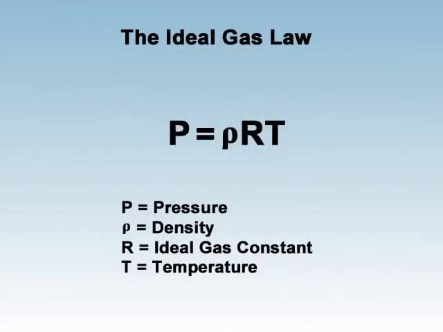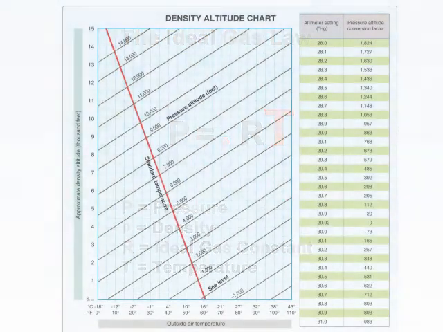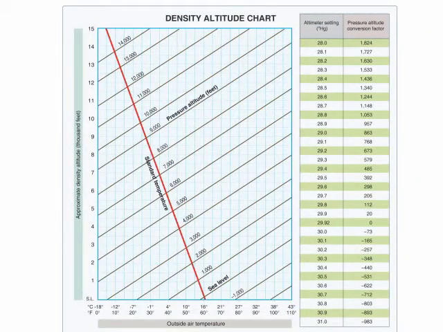Now that we have established that pressure is constant, as well as the ideal gas constant, the only values that can change are temperature and density. Temperature and density are inversely proportional, which means that if one value increases, the other must decrease. This is why, as temperature increases, the density of air decreases. Recall that density altitude is defined as the pressure altitude corrected for non-standard temperature. To find this correction, we use a density altitude chart.